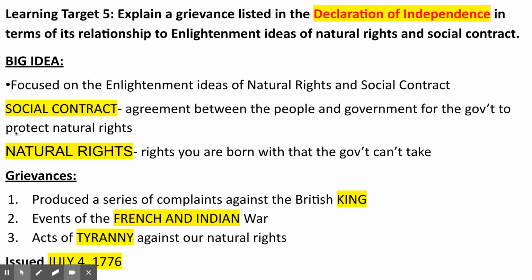So look at those grievances there, a series of complaints against the king. So we said that the king was violating the social contract because he wasn't doing things that he was supposed to do for the colonists. Okay, you look at that second one, the French and Indian War. Again, we said that the British weren't abiding by the social contract because they were forcing the colonists to pay more and do things with it. Okay, and then you look at that third grievance, acts of tyranny against our rights. Obviously, we were saying that they were violating our rights. Okay, so we use the Enlightenment as a source to make our Declaration of Independence.